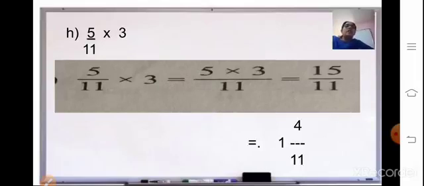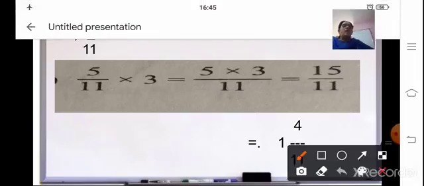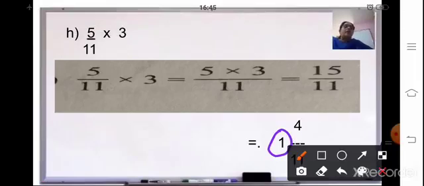Coming to the next one, H1, 5 upon 11 multiplied by 3. So 5 into 3 is the numerator, upon 11. So 5 3s is 15 upon 11, which is again an improper fraction. So divide 15 by 11. When you divide it, you will get the answer as 1 whole 4 upon 11. Okay.